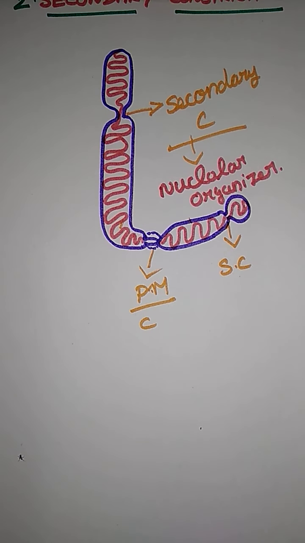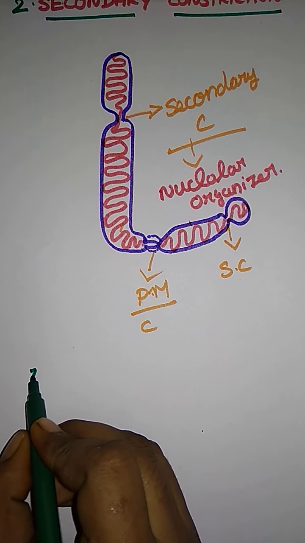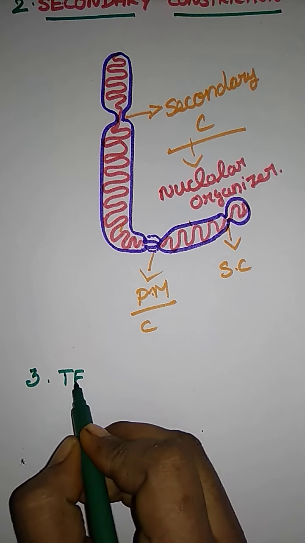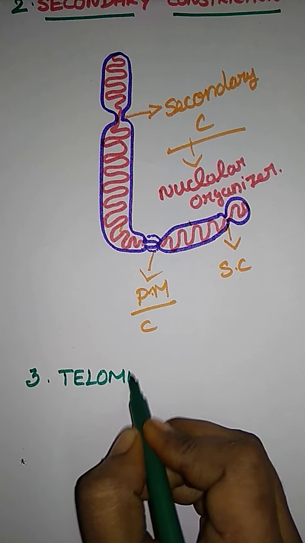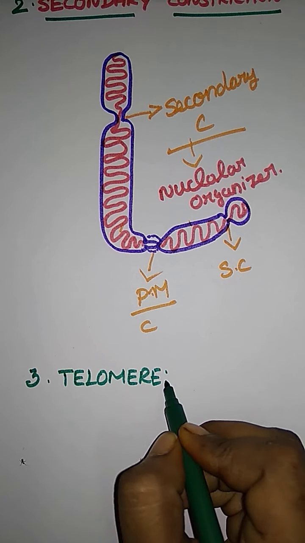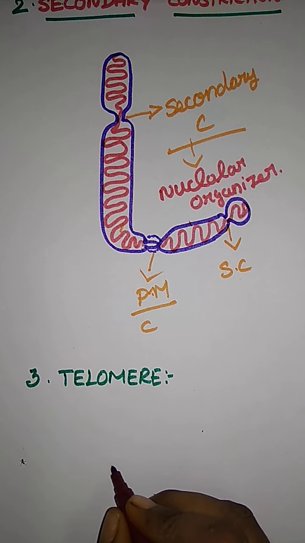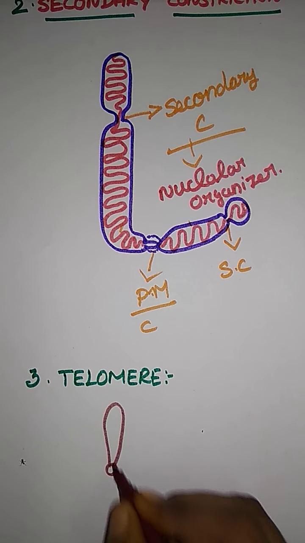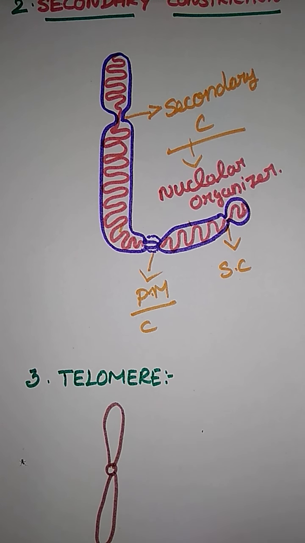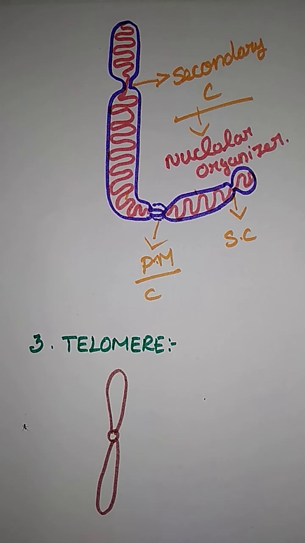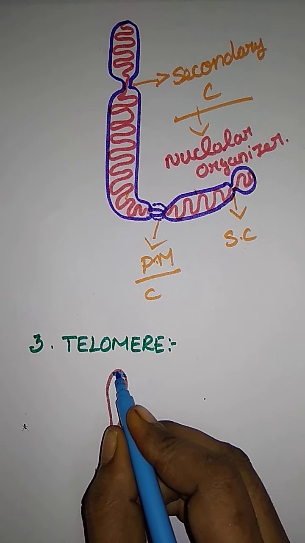And the third region of a chromosome is the telomere. Just write the topic. Third one is telomere. Where it is present, we already said in the definition part itself. Telomeres are usually present at the end of a chromosome.